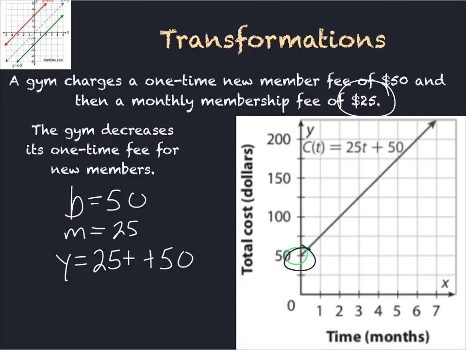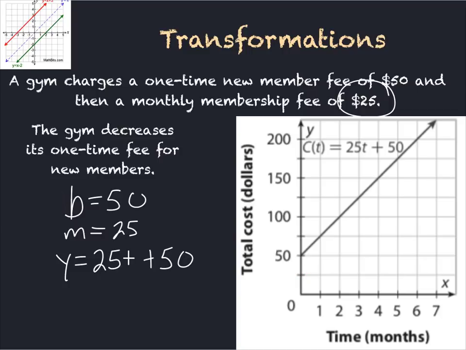So it says the gym decreases its one-time fee for new members. So we're going to go ahead and plot a new line that shows what would happen if the gym were to decrease its one-time fee for new members. Now, it's not saying what the new fee is going to be, but it is saying that, hey, we're decreasing it. So if we look at this coordinate plane here, it looks like the easiest number that we could choose to decrease our membership fee to would be this tick mark right here, which would be 25. So let's go ahead and decrease our membership fee to $25.